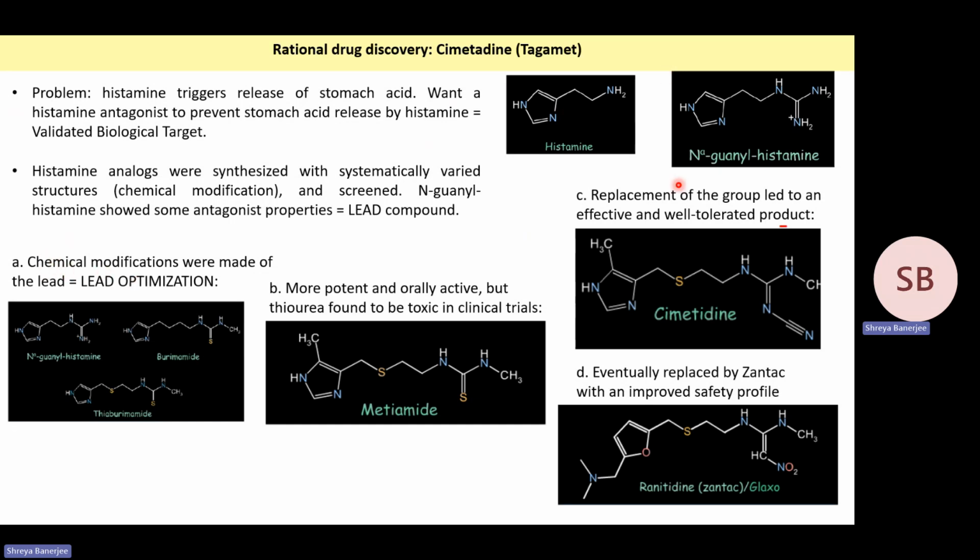So this was the lead molecule, which is going to be optimized now. Chemical modifications were made in the lead molecule. This is called lead optimization. For example, instead of double bond NH2, double bond sulfur was added. That was called burimamide. Or single bond sulfur here, and in between somewhere another sulfur was added. That was called thioburimamide, and so on. Several modifications were done to the lead molecule. This was called lead optimization.